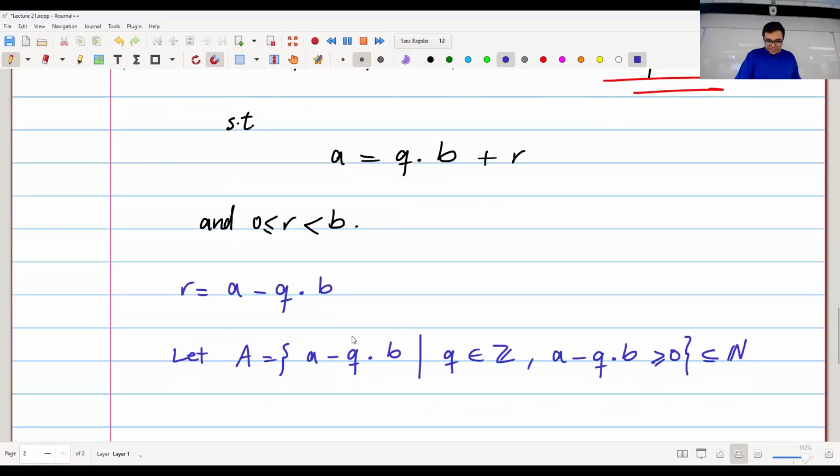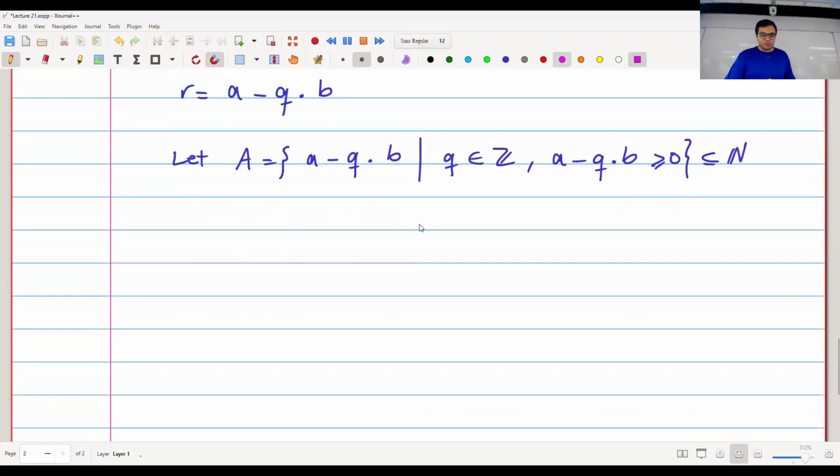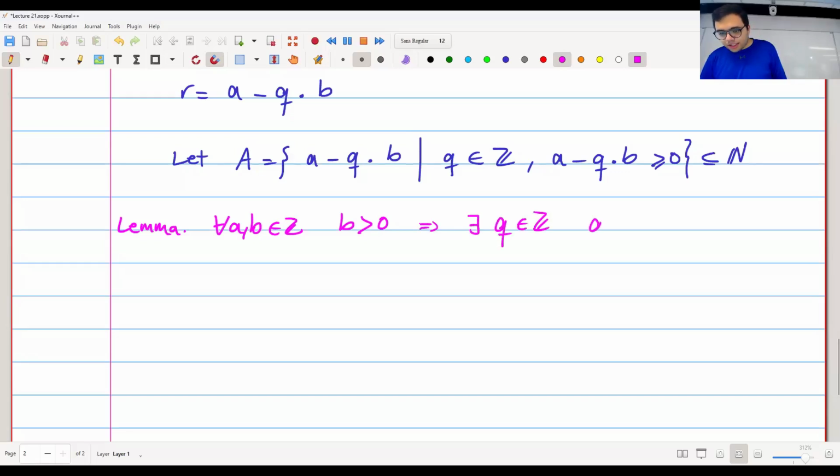Yes, you have to make Q really negative so that Q times B is bigger than A. But we don't know that that's actually possible. So I need to do a lemma here. This is my lemma. I want to say that for every A and B in Z, where B is greater than 0, there exists a Q in Z such that Q times B is bigger than A.